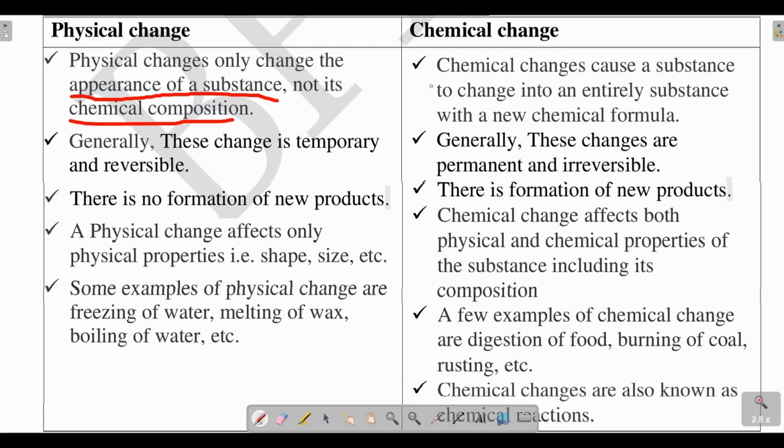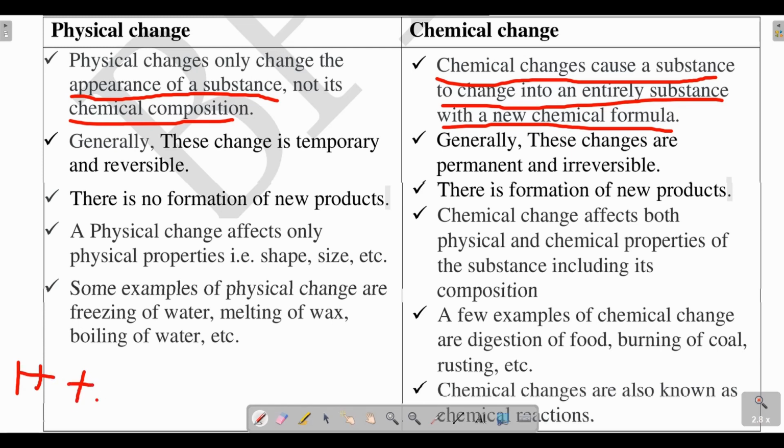While a chemical change causes a substance to change into an entirely new substance with a new chemical formula. For example, if we burn hydrogen, it reacts with oxygen. That means combustion. Combustion is a reaction with oxygen. So what will we get? Two hydrogen and one oxygen, so we will get H2O. That is 2H2O we will get.